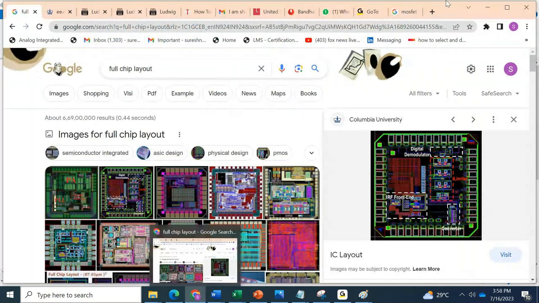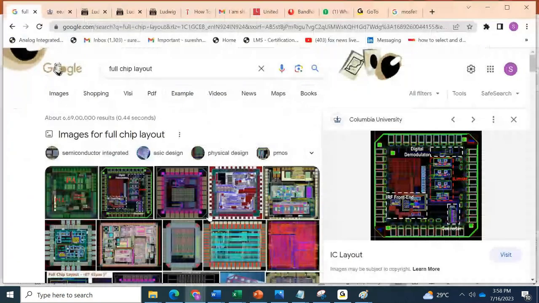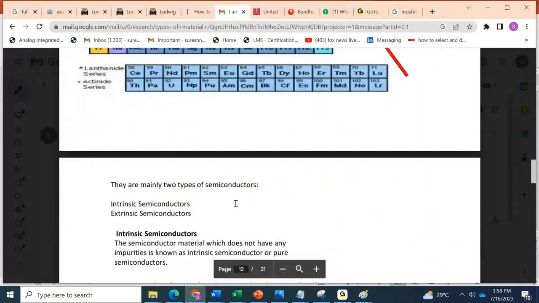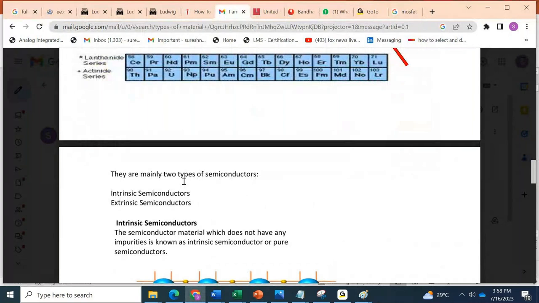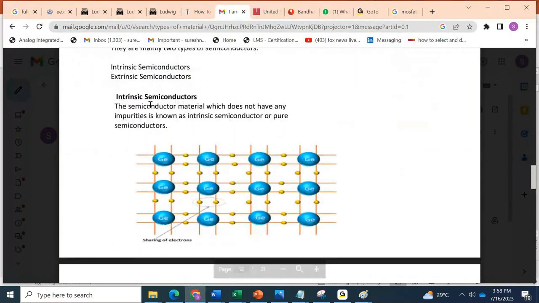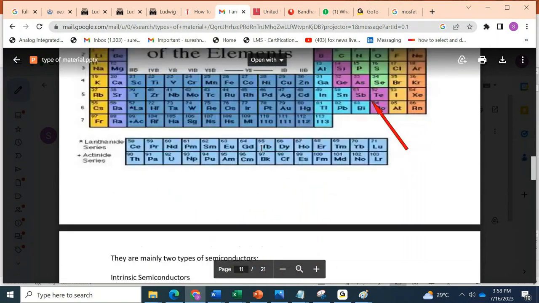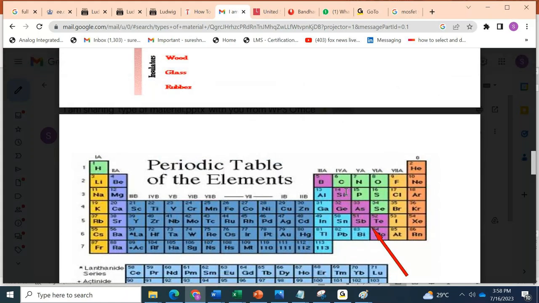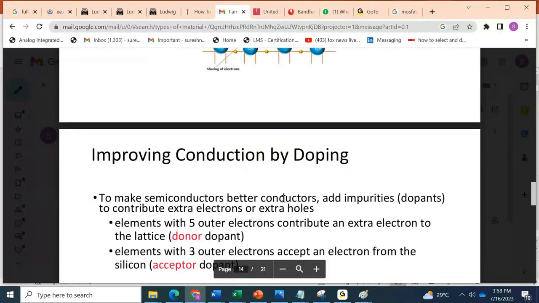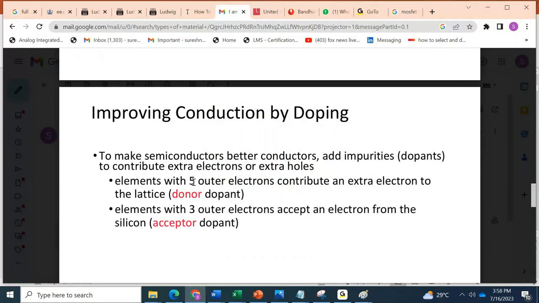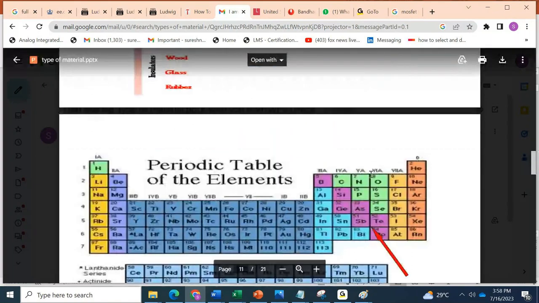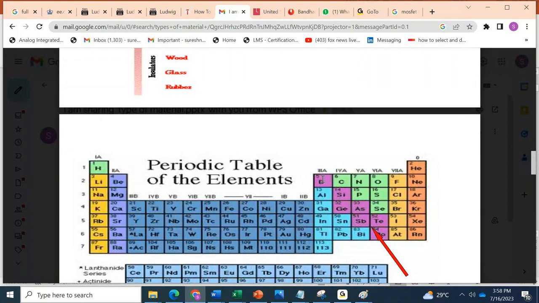For that we are discussing this. Semiconductors are divided into intrinsic and extrinsic. Intrinsic means we are not adding any impurities, which is also called doping. I'll come to that point. Generally silicon and germanium cannot carry that much current, which is a drawback. So the semiconductor has to behave like a metal. How do we improve the conductivity? By adding doping. Doping means adding a group 5 element, generally arsenic or phosphorus, or a group 3 element, boron or aluminum. If you add these, there will be more conductivity.